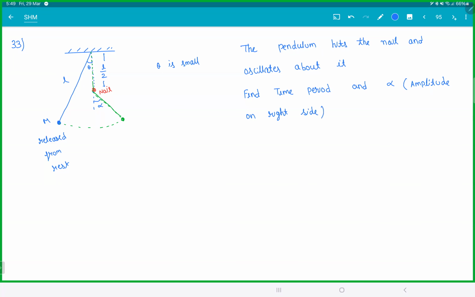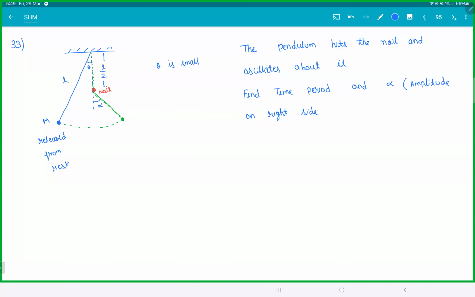Is the question, the diagram clear, everyone? You placed a nail at the middle, L by 2 from the top. So this guy won't go with the proper oscillation. The top part will get stuck and the thing will oscillate. And then while coming back again, the full thing will come out. Let's get this.